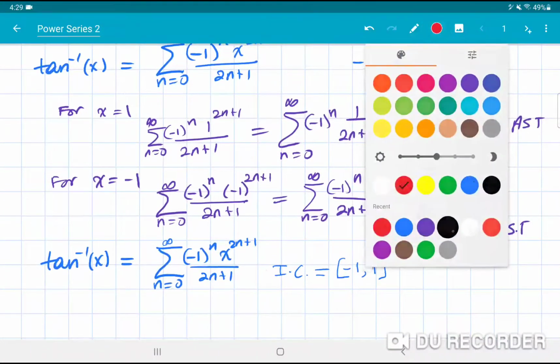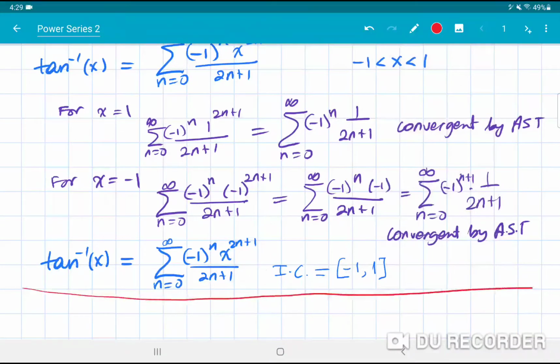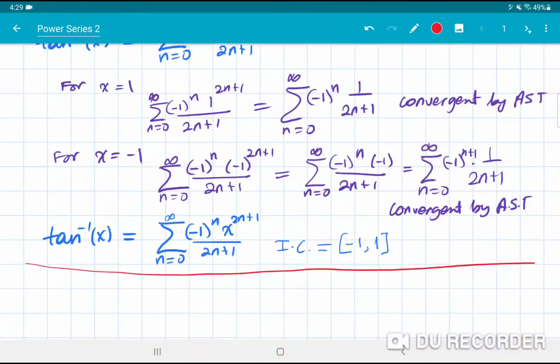But something interesting, just like we did with the natural log, something interesting is if you stick in 1, that gives you negative 1 to the power of n divided by 2n plus 1, n from 0 to infinity.